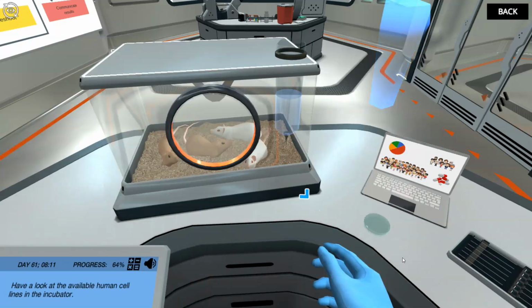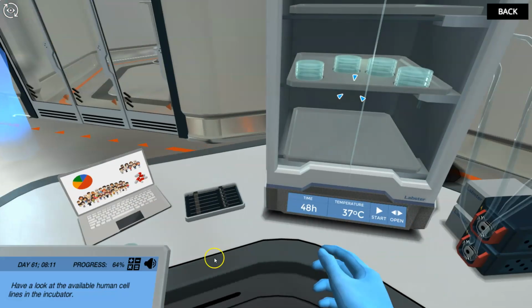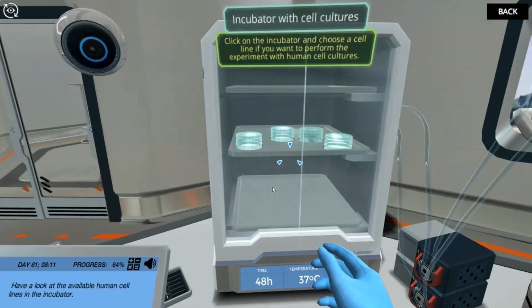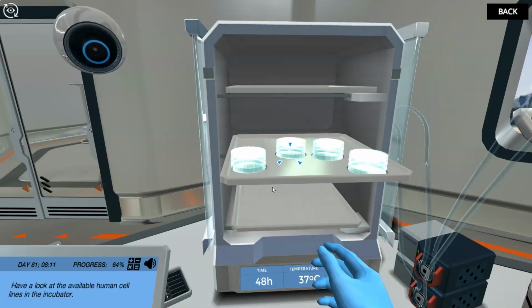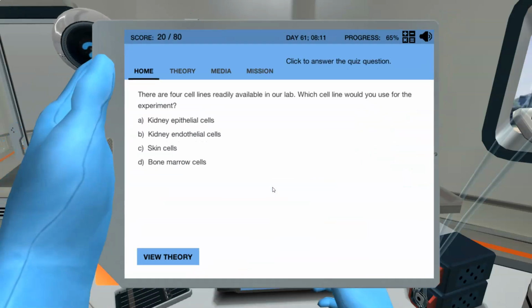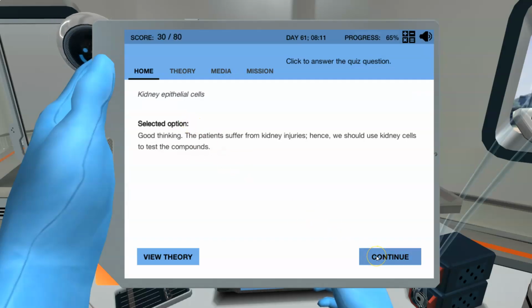Have a look at the available human cell lines in the incubator. There are 4 cell lines readily available in our lab. Which cell line would you use for the experiment? Good thinking. The patients suffer from kidney injuries, hence, we should use kidney cells to test the compounds.